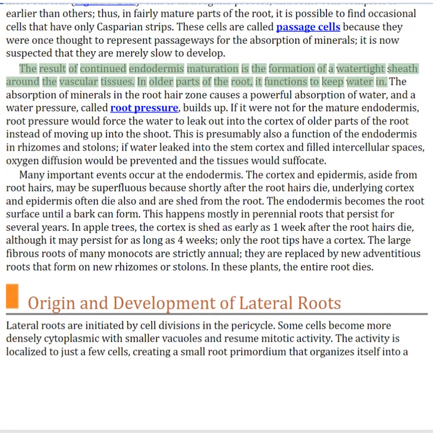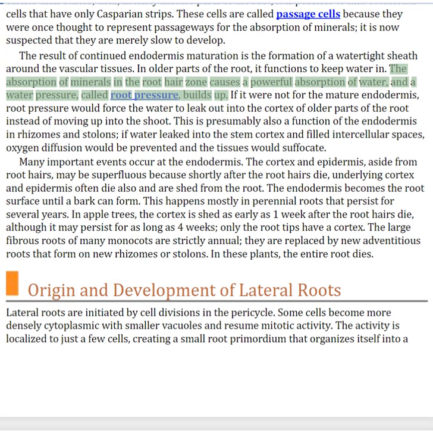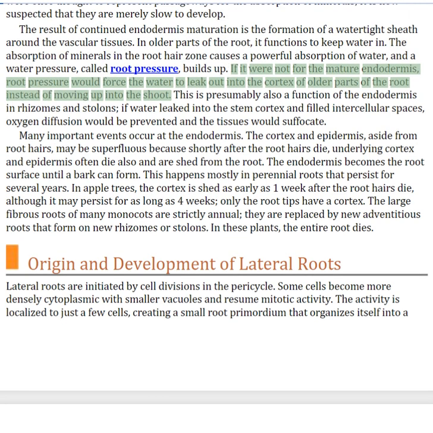The result of continued endodermis maturation is the formation of a watertight sheath around the vascular tissues. In older parts of the root, it functions to keep water in. The absorption of minerals in the root hair zone causes a powerful absorption of water, and a water pressure, called root pressure, builds up. If it were not for the mature endodermis, root pressure would force the water to leak out into the cortex of older parts of the root instead of moving up into the shoot.